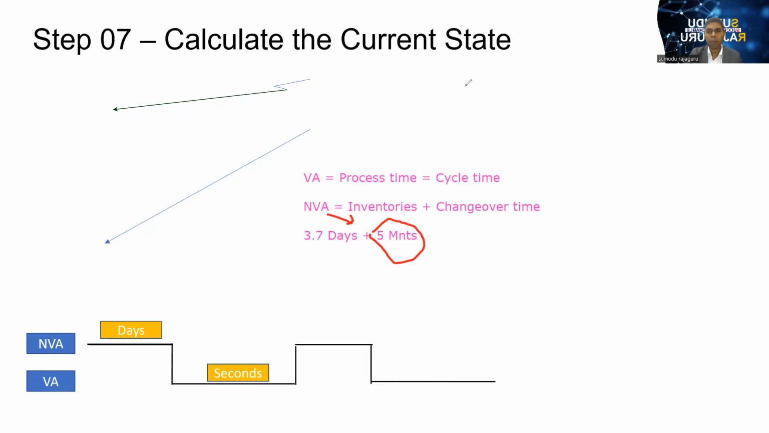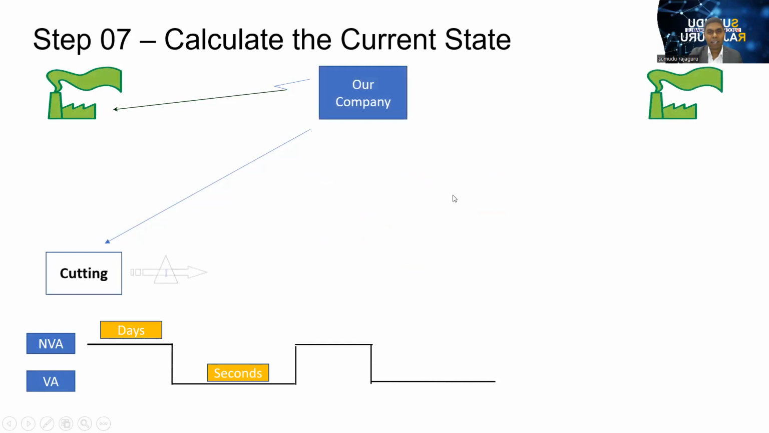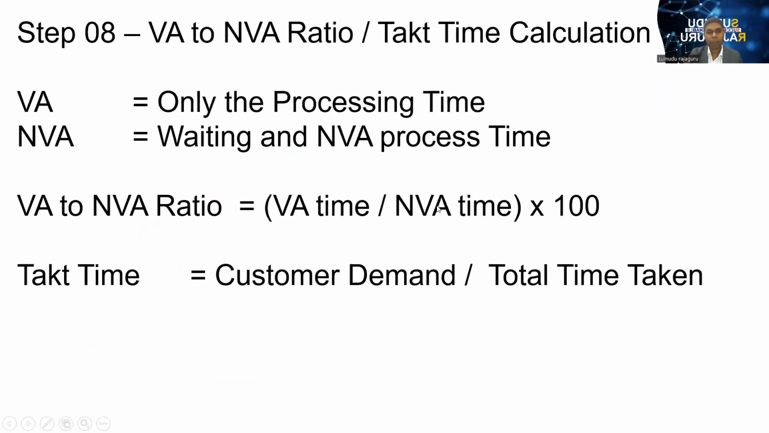Non-value adding time. Okay. Right. Then, this is the current state calculation. How to do that? Then step number 8. Now you know each process's value adding part and non-value adding part. Value adding means the cycle time. I'll just type it in here, then it is easier to understand. Value adding means cycle time. What does non-value adding mean?